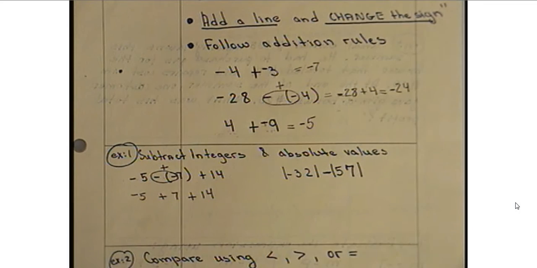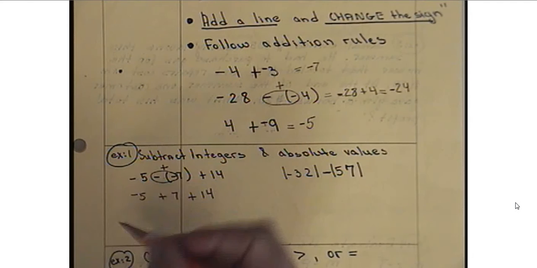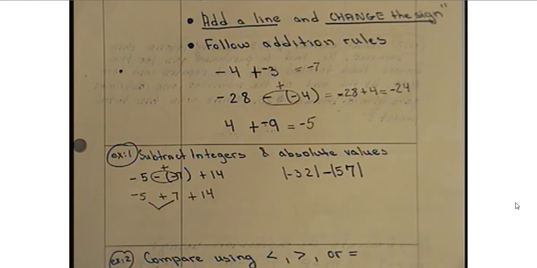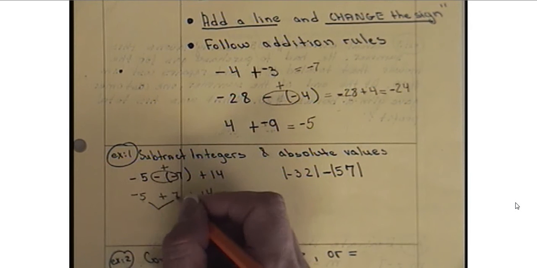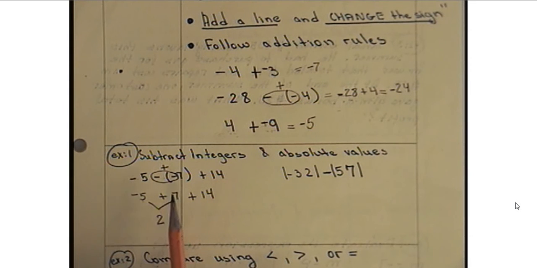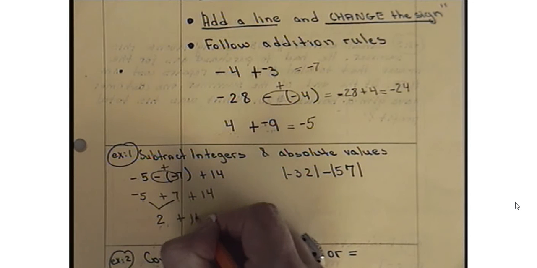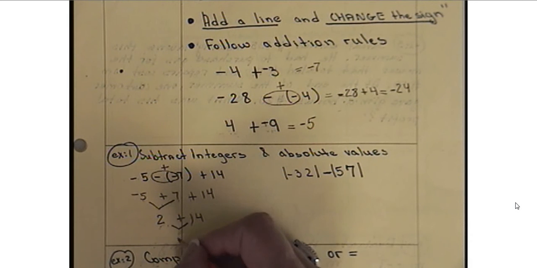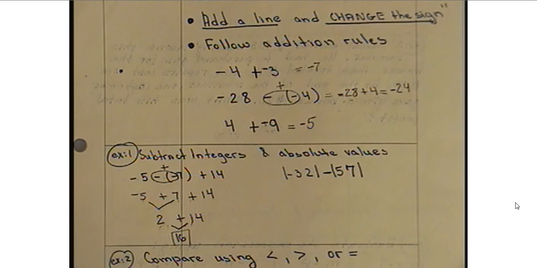Now I need to deal with one sign between, so negative 5 plus 7. When we're adding opposite sign numbers, we subtract those, so we get 2, and then you keep the sign of the larger. The larger in this case is 7, so the answer here is positive, and then drop this number down, plus 14. So what is 2 plus 14? This will give me 16. 16 will be my final answer here.